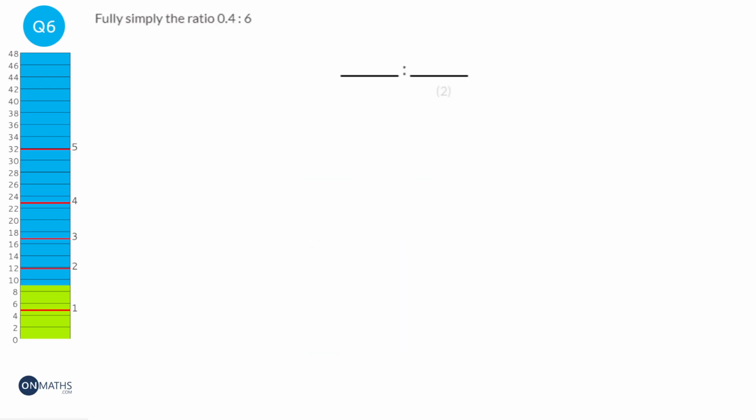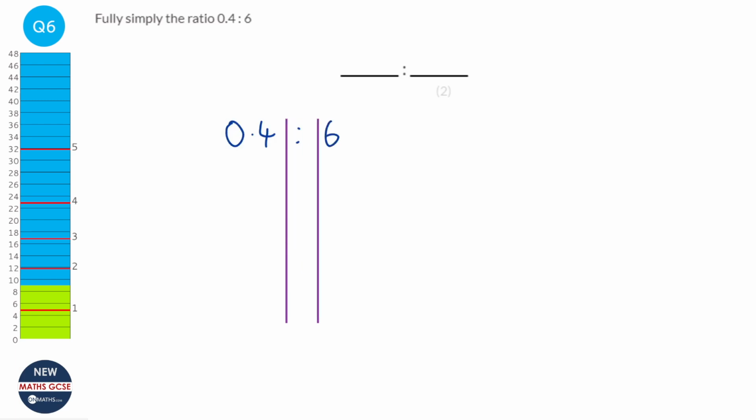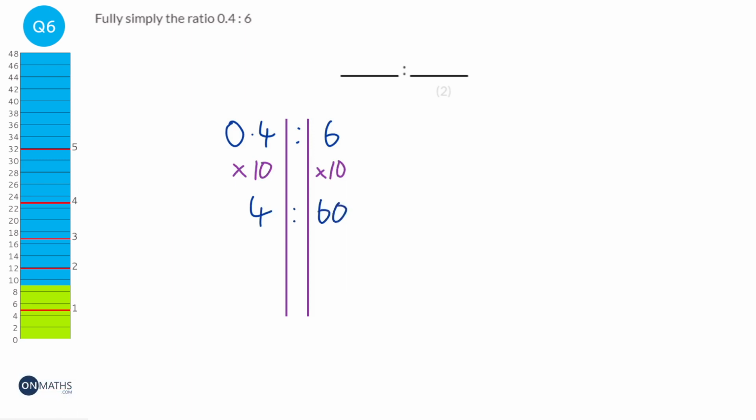Just like when you're simplifying fractions, you can't have decimals at the top and bottom. You can't have decimals at the left and right of a ratio. So we're going to have to get rid of this decimal. And the way we're going to do that is just simply times each side by 10. And that will leave 4 and that'll be 60. Now we can simplify this further, because I can divide left and right by 2.